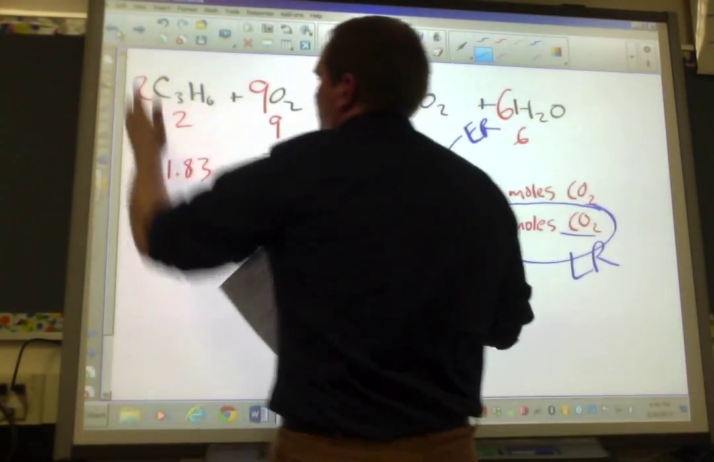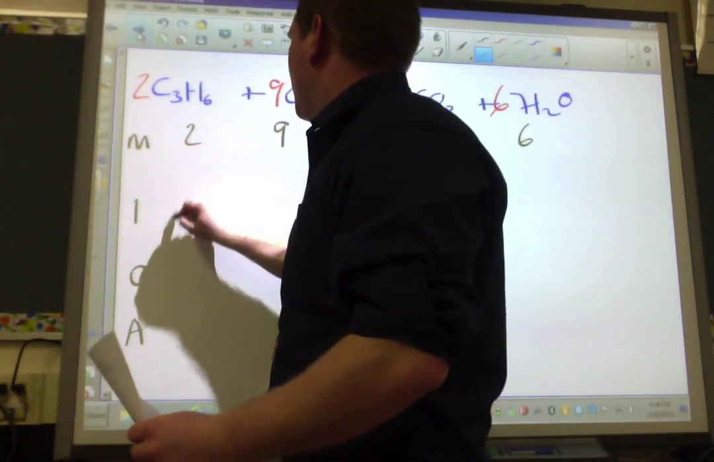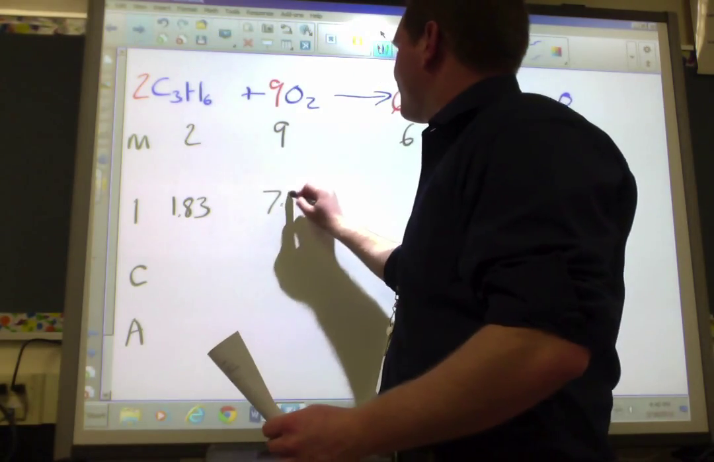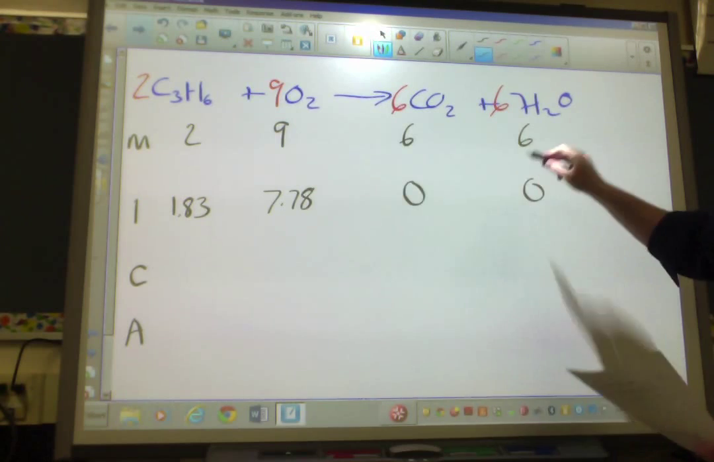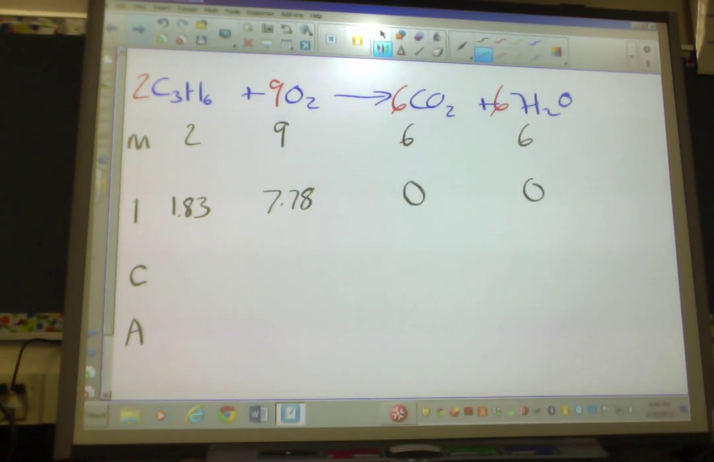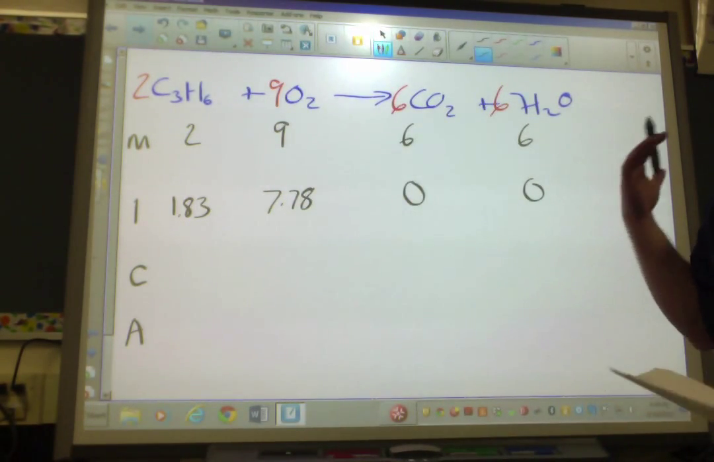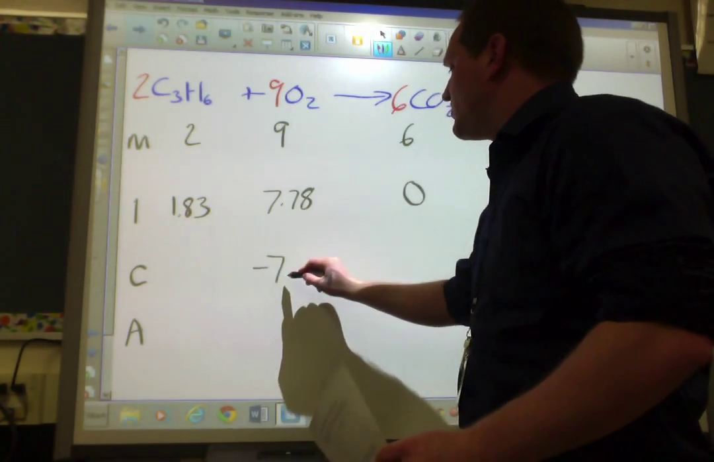And the initial we already know. We already did a lot of this stuff. So initially we had this many moles of each. 1.83, 7.78. And how much of our products? 0. This is before the reaction takes place initially. For C, which is our change, we now need to figure out how many moles of these were consumed, how many moles of these were produced. So the first thing we do is look at which one's our limiting reactant, which was O2. So this is going to get completely used up.